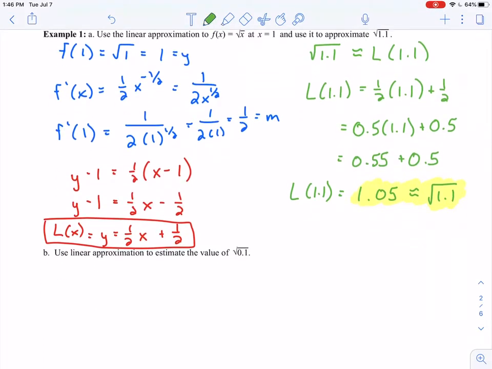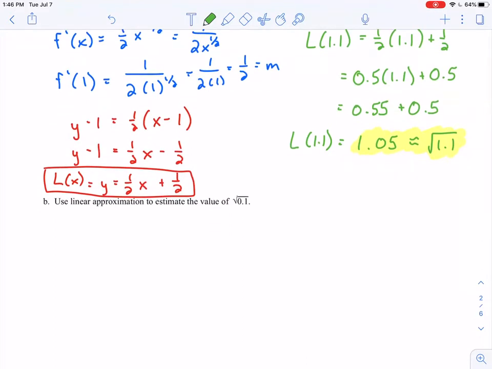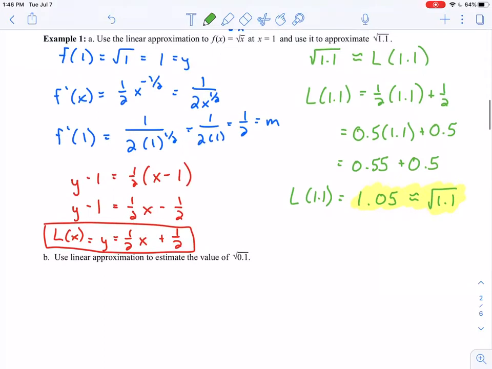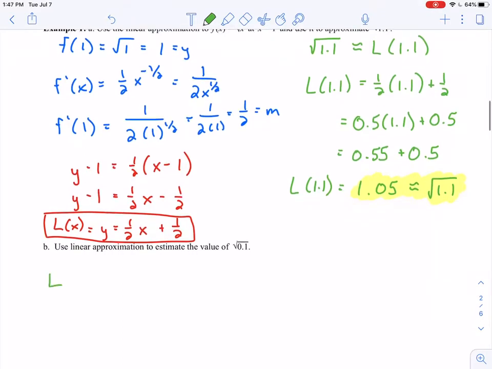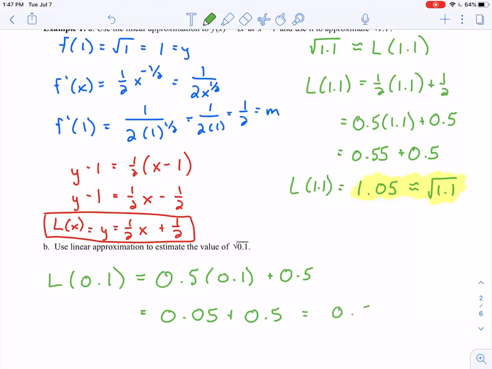If I contrast this with part B, it says use the linear approximation to estimate the value of square root of 0.1. Notice here that 0.1, relatively speaking, is fairly far away from x equals 1. It's not that close. We usually want to be within, say, one decimal place, but the closer the better. If I were to take 0.1 and plug that into my linear approximation function, I would say L of 0.1 is equal to, let's say, 0.5 times 0.1 plus 0.5. So let's see, this is 0.05 plus 0.5. This is 0.55.